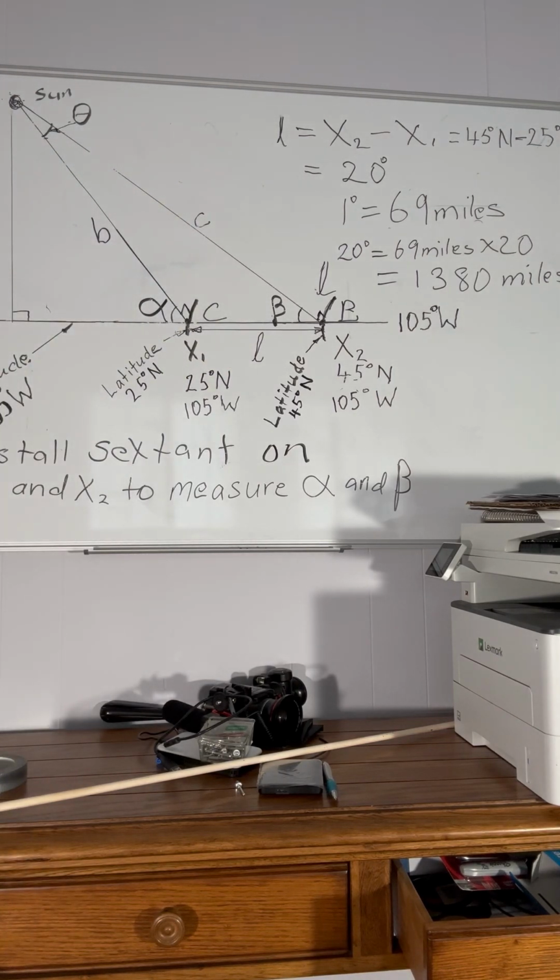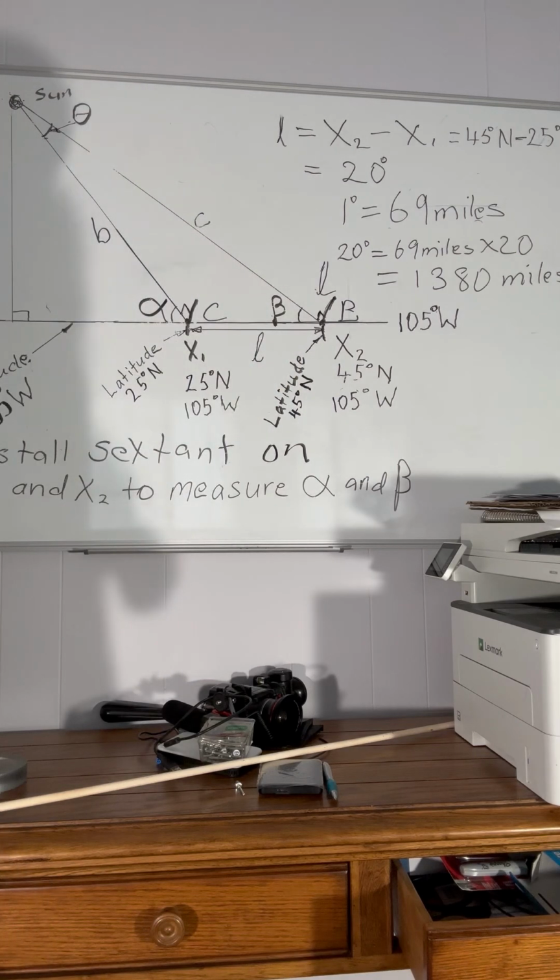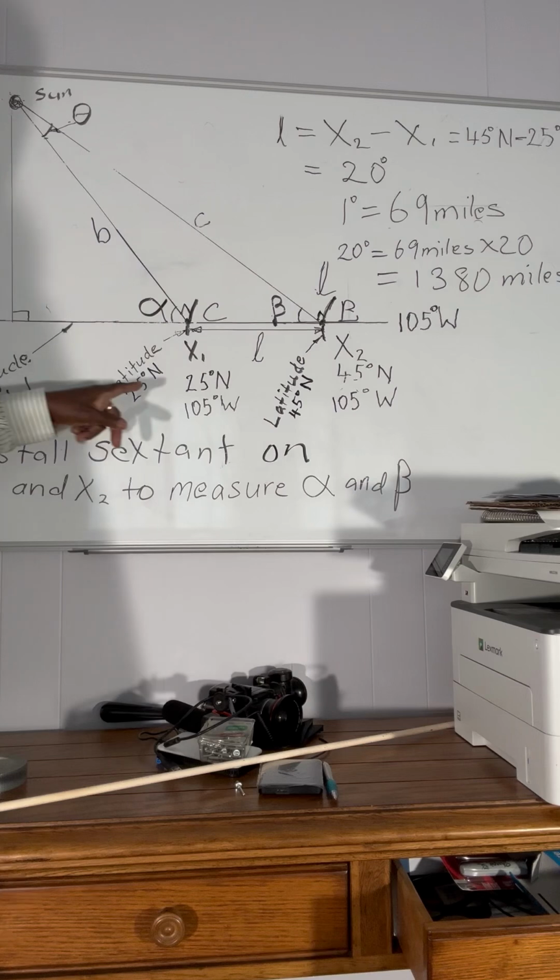Once you measure that angle, now we go to the next step, where that's how you calculate H, the height of the sun to the earth. The distance from the two sextants is L.